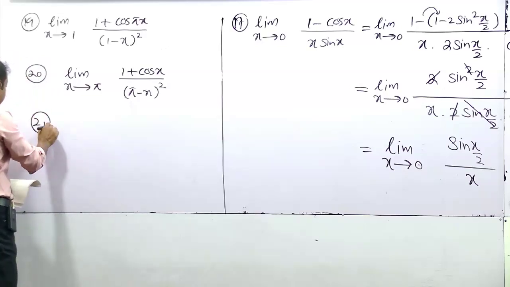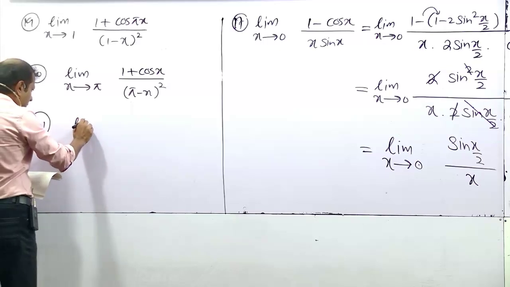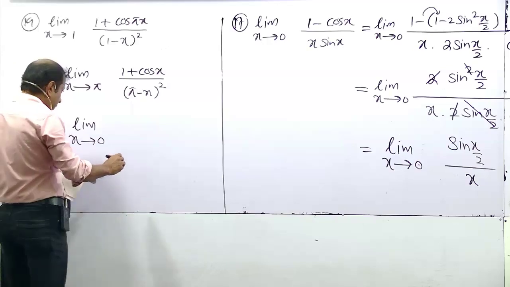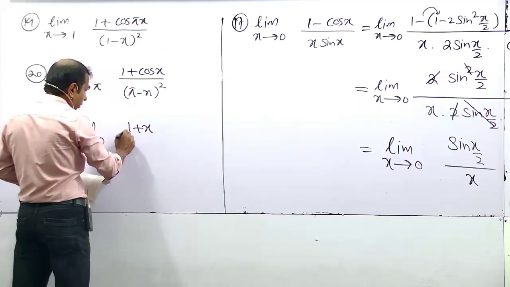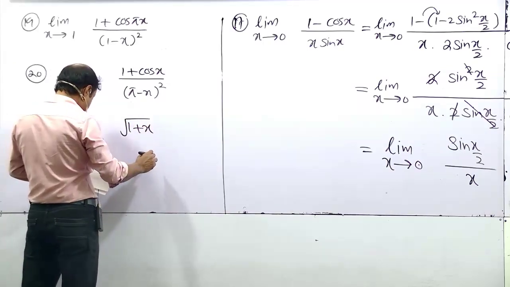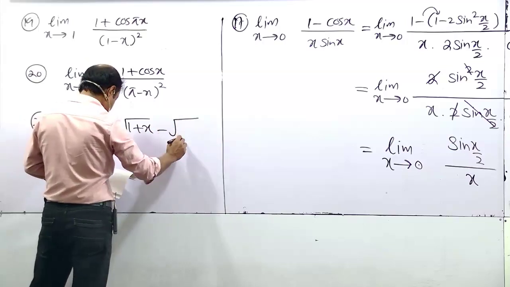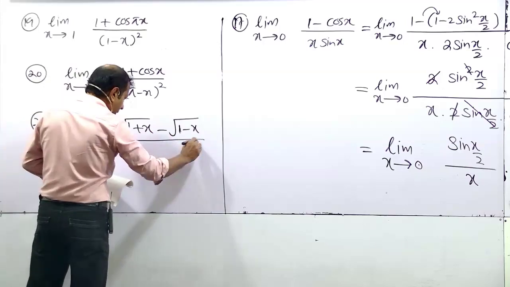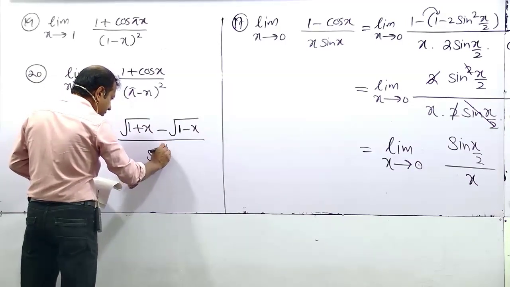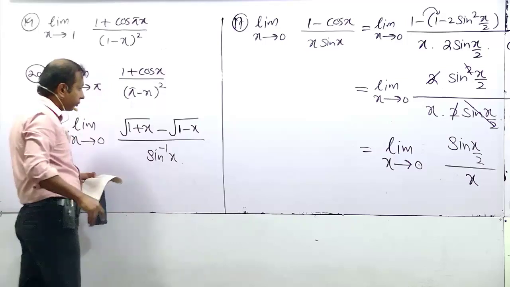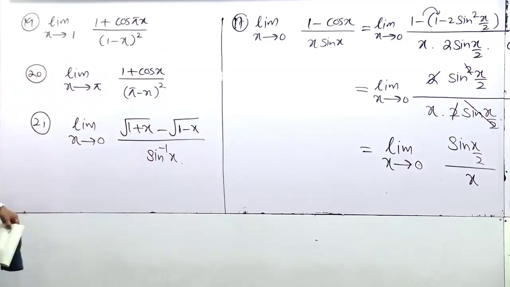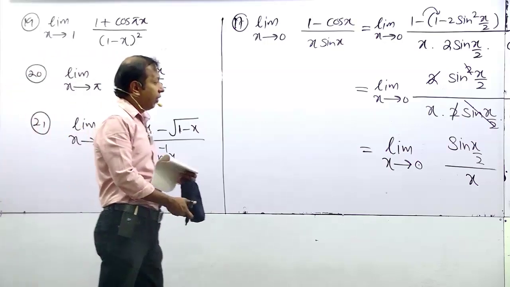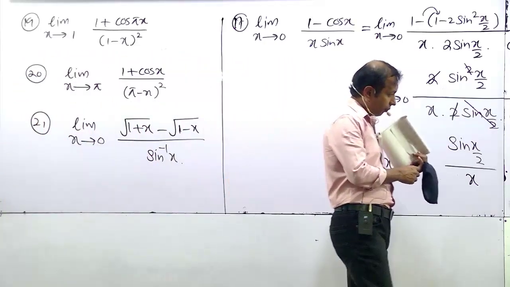21: limit x going to 0 of root of 1 plus x minus root of 1 minus x, divided by sine inverse x. We'll see how to get the answers to these.